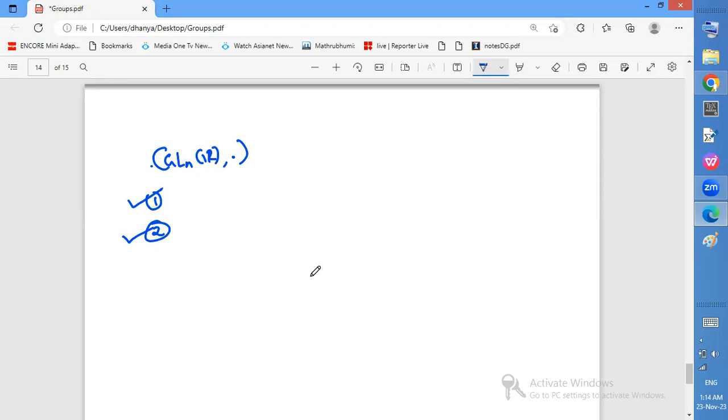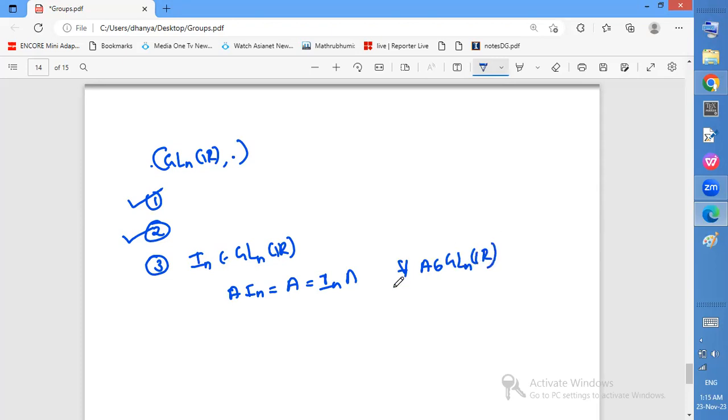Now, the third condition is the existence of the identity element. We already know that the n by n identity matrix belongs to GL_n(R) because its determinant is 1, and it satisfies the condition that A into I_n is equal to A, which is equal to I_n into A, for every A belonging to GL_n(R). So this matrix I_n will act as the identity element.